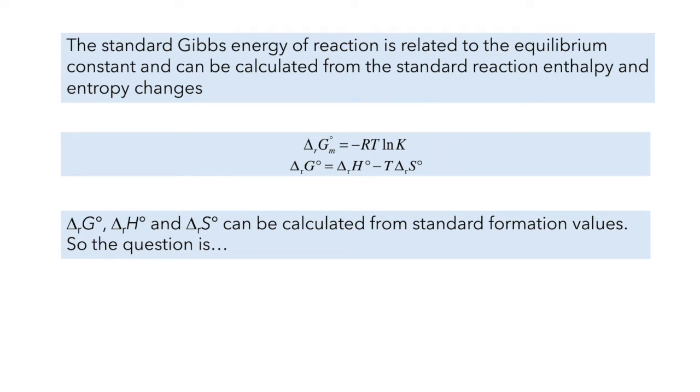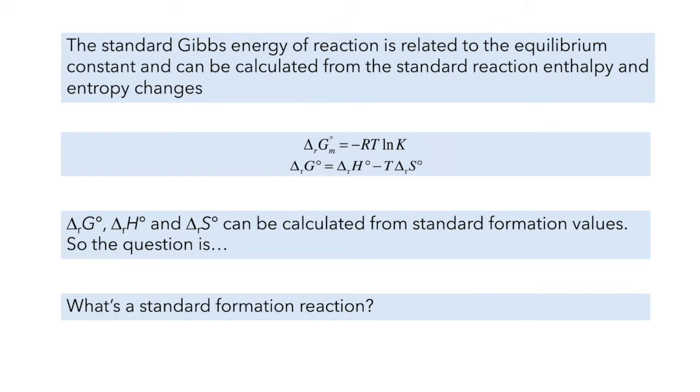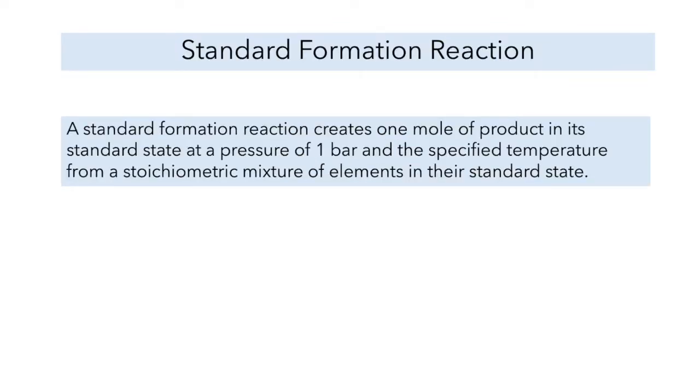Now let's calculate delta G, delta H, and delta S of reaction, and we're going to do that from standard formation values. So the question is, what's a standard formation reaction? The definition of a standard formation reaction is pretty straightforward. It creates 1 mole of product. There's only one product, and you create 1 mole of product in its standard state at a pressure of 1 bar, the standard pressure, and a specified temperature. And you do that from a stoichiometric mixture of reactants, and those reactants are elements in their standard state.